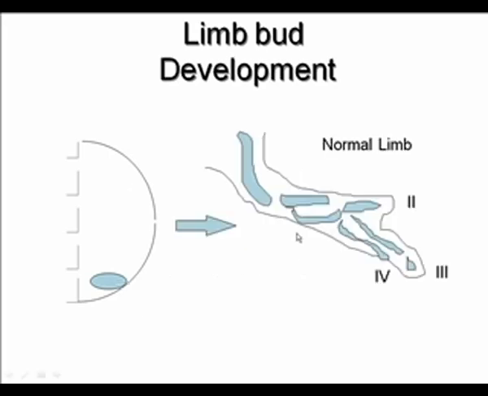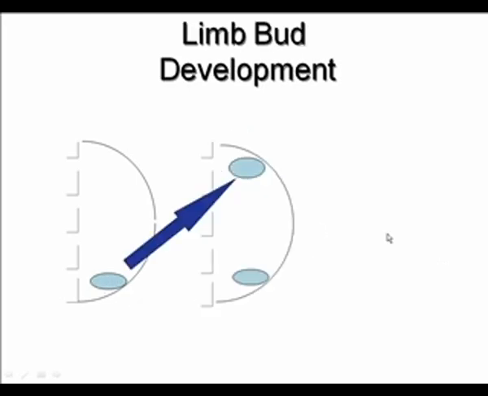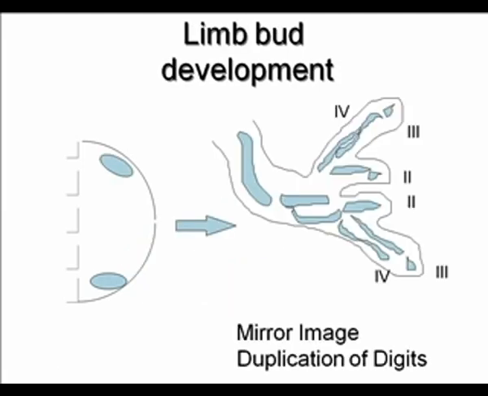This is a representation of the chick bud, limb bud, and you can see the 3 digits that are appearing in the normal limb. Several different types of experiments were done. They removed the zone of polarizing activity and the digits did not form. Another experiment that they did was add a second ZPA in the anterior region of the limb bud, and when that happened, there was mirror image duplication of the digits, so that now you had extra digits forming, and they were a mirror image of one another.